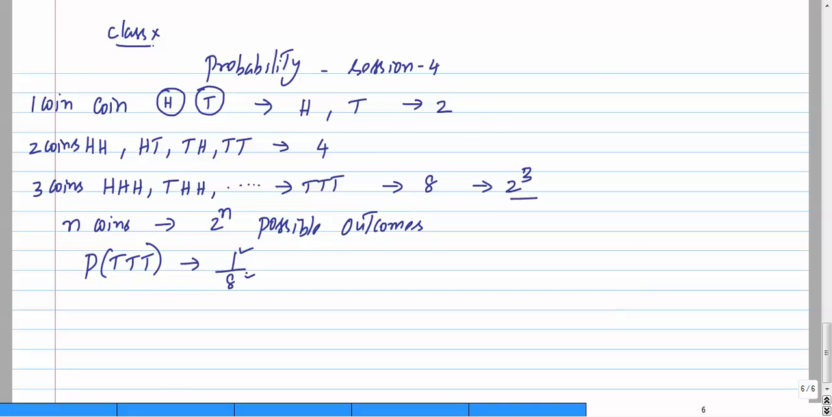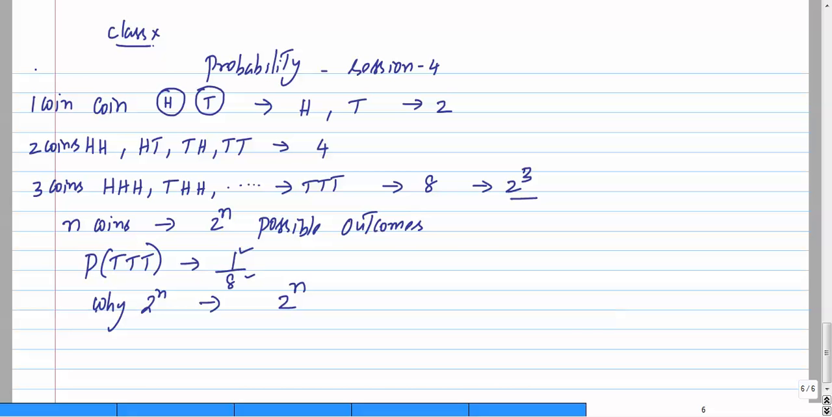Now you will ask me, why 2 power n? How many options do we have in a coin? Either a H or a T. So there are two options. So if I have n coins, it becomes 2 power n.